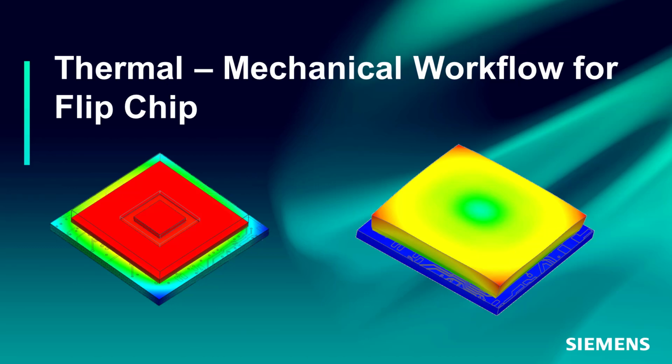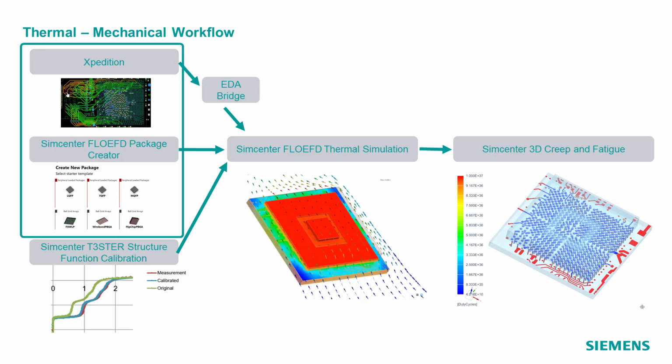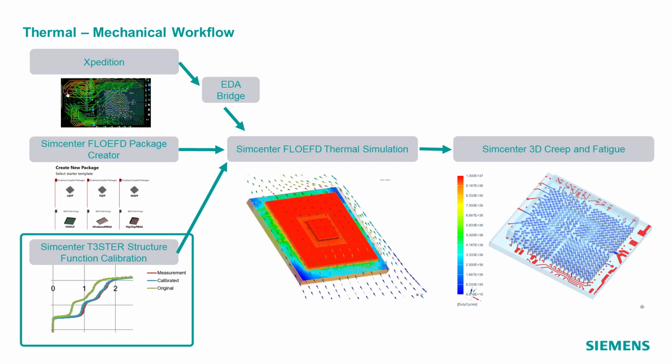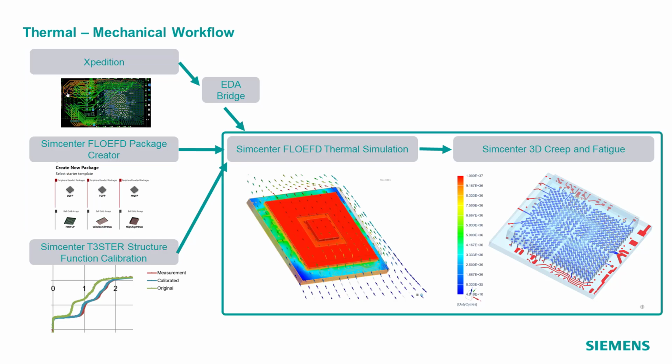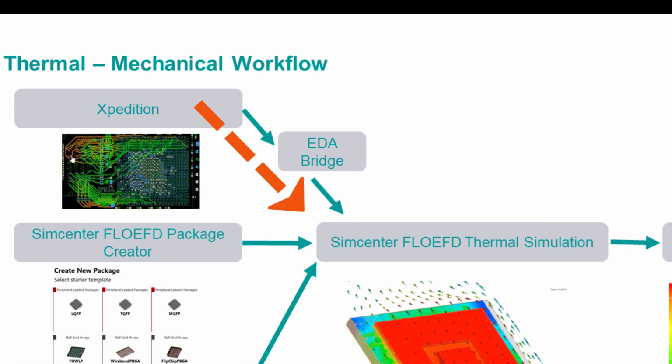This quick, high-level video demonstrates the thermo-mechanical seamless workflow using Siemens products. Here we can see the overall workflow starting from geometry creation to ensuring our package properties are accurate, and finally thermal and structural analysis. First, let's show the PCB importing process.